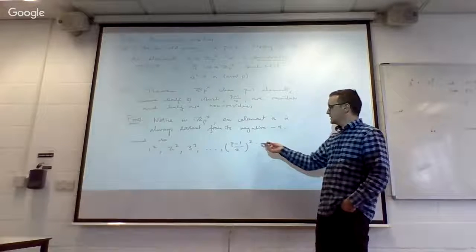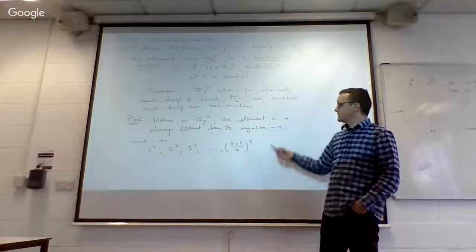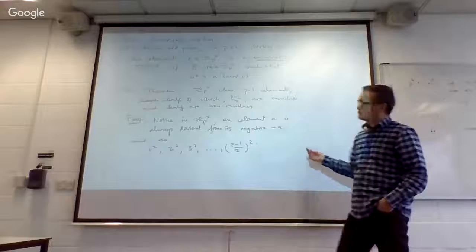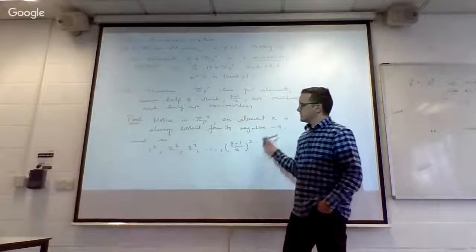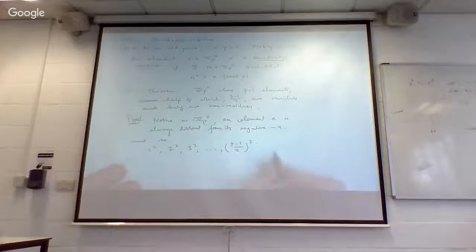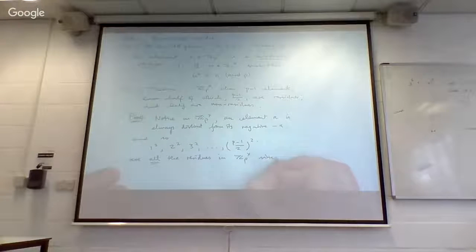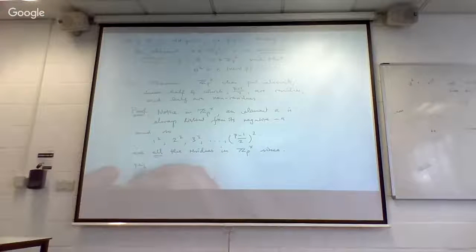P plus 1 over 2, the next integer, is the negative of p minus 1 over 2. Until you get all the way to p minus 1, the last element, which is the negative of 1. So these numbers are all the residues in ZP, since the other numbers, p plus 1 over 2, p plus 3 over 2, all the way up as far as p minus 1, are just the negatives of these.